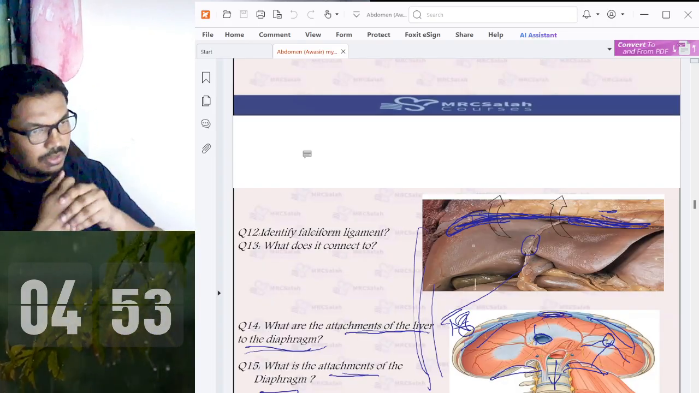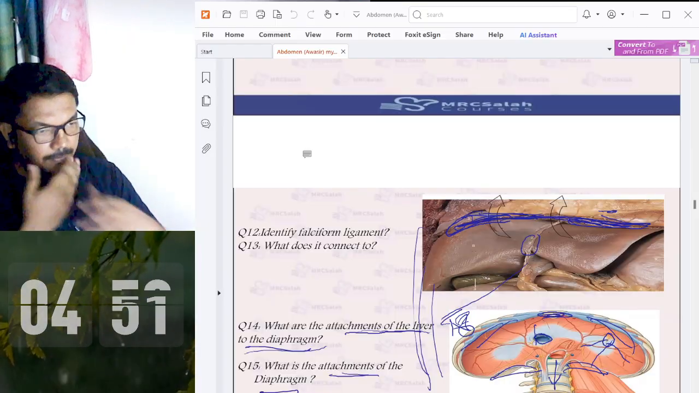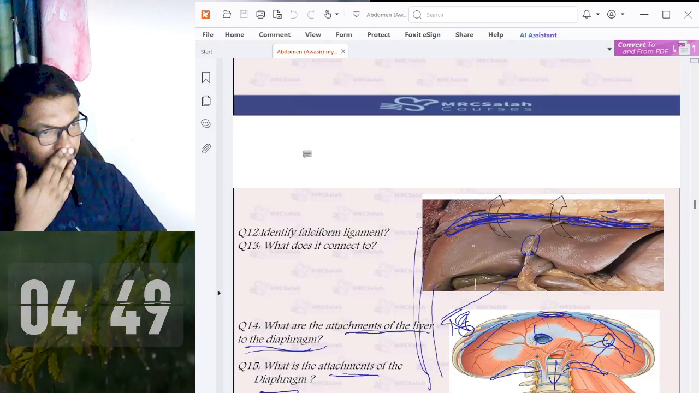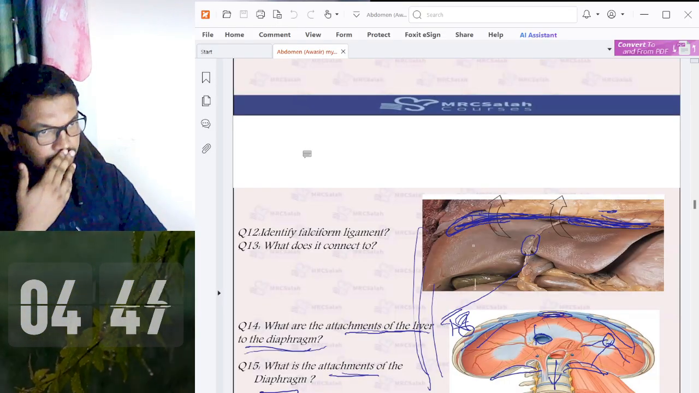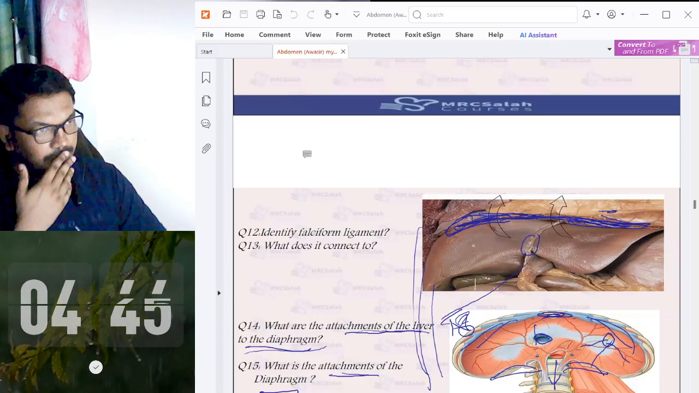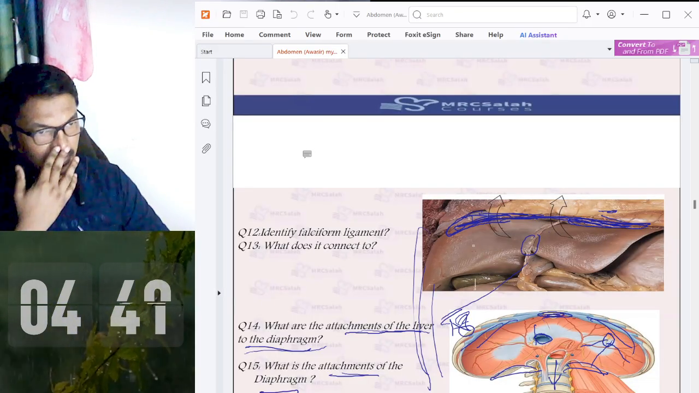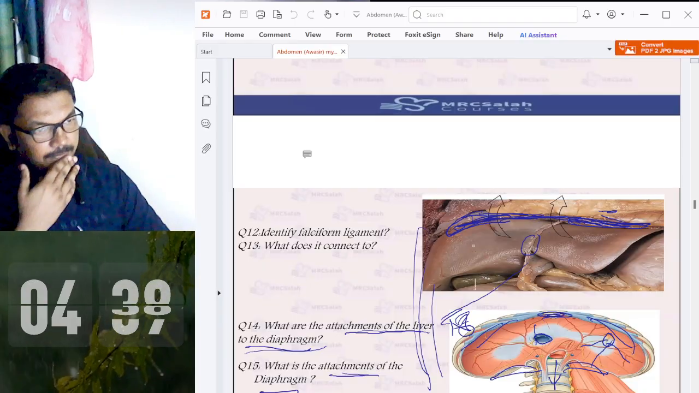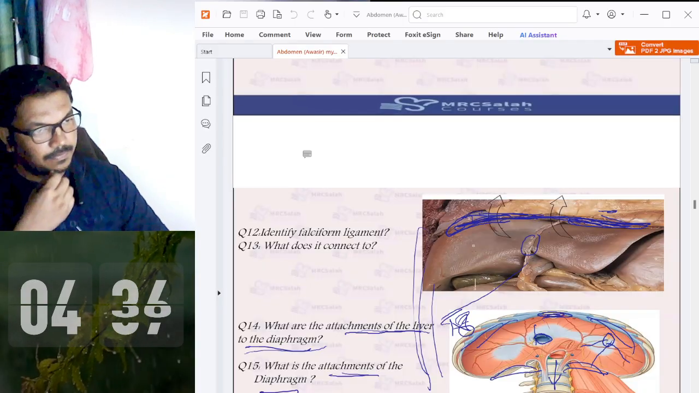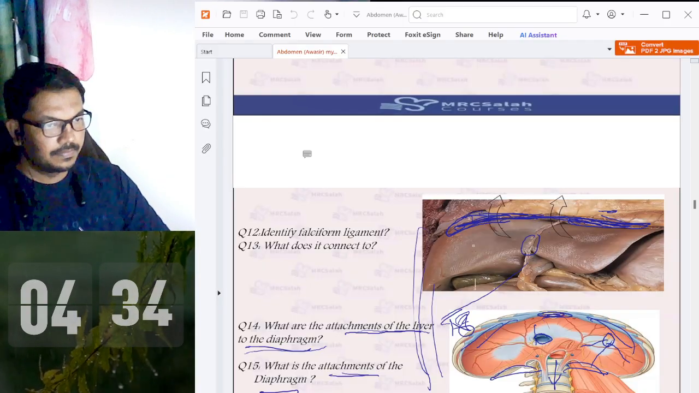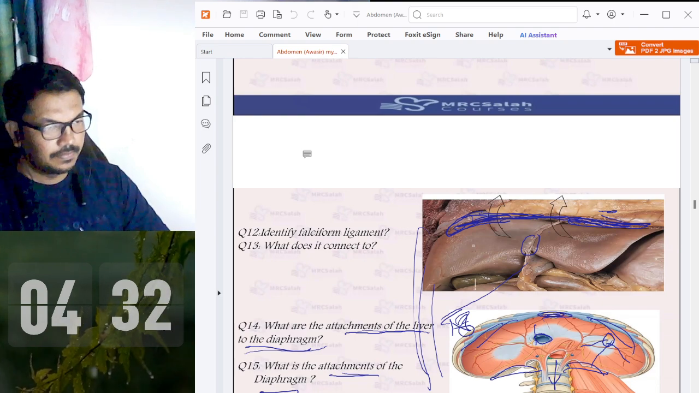What are the attachments of the liver to the diaphragm? The falciform ligament, upper and lower coronary ligament, right and left triangular ligament.